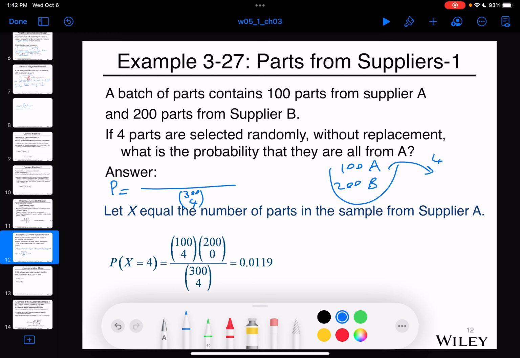Does everybody see my writing, like the last row? Yeah, it's not too small. It's okay.